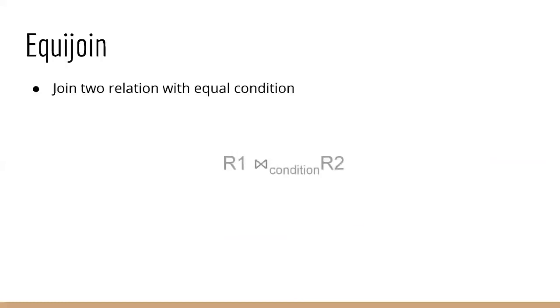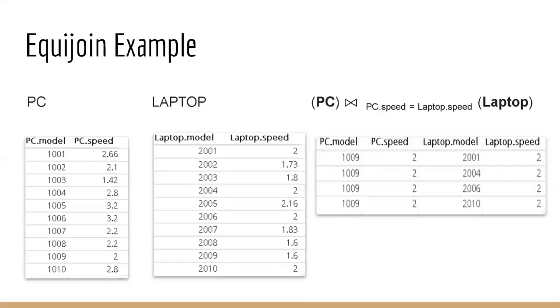Equijoin. Equijoin is done when a theta join uses only the equivalence condition. The notation for equijoin is using the same relation from theta join. Let's take a look at our example if we use equijoin. Let's start with PC model 1001 with a speed of 2.66. Can we see a laptop with the same speed?